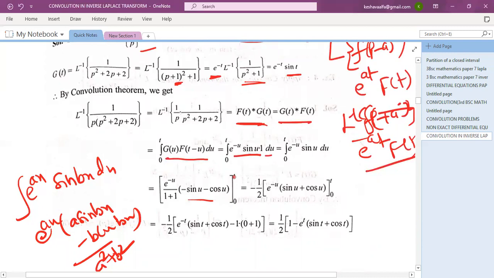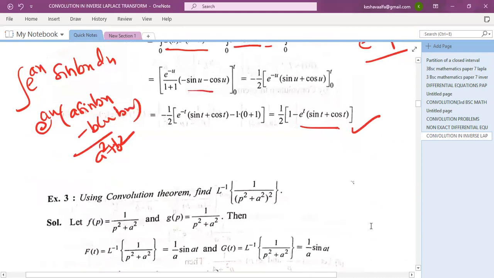So apply limits 0 to t. The upper limit is e power minus t (sin t plus cos t), minus the lower limit at 0. So sin 0 is 0, plus cos 0 is 1. So we get 1 minus e power minus t (sin t plus cos t).